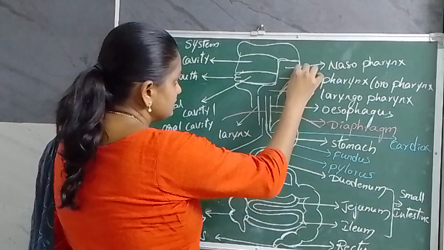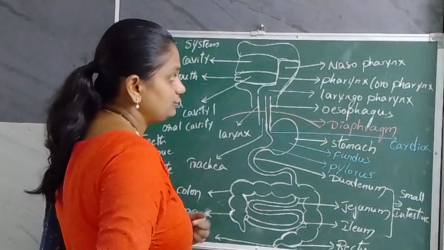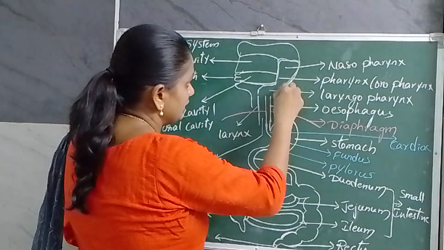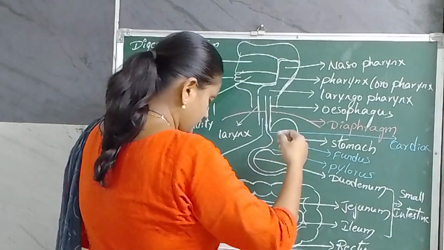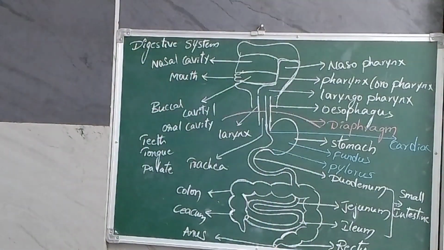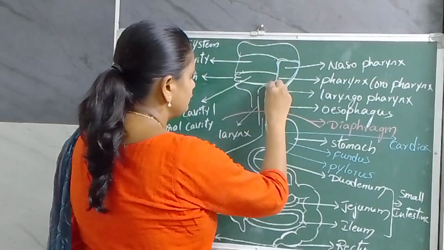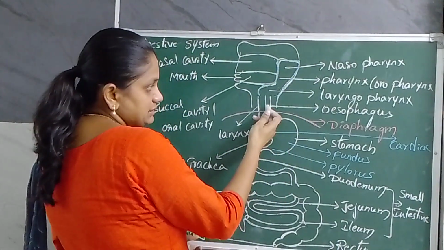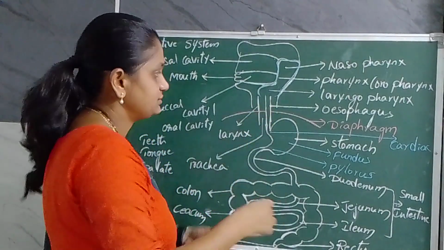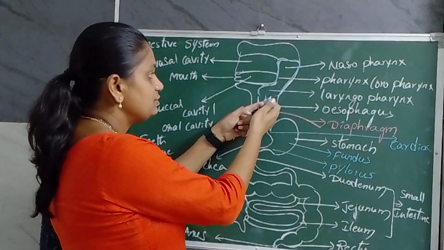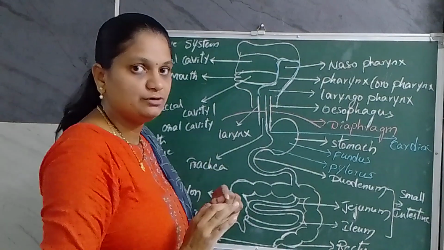Okay, and this pharynx opens into, what does this pharynx open into? This complete pharynx opens into esophagus and larynx, or we can say larynx and esophagus open into a region called pharynx.